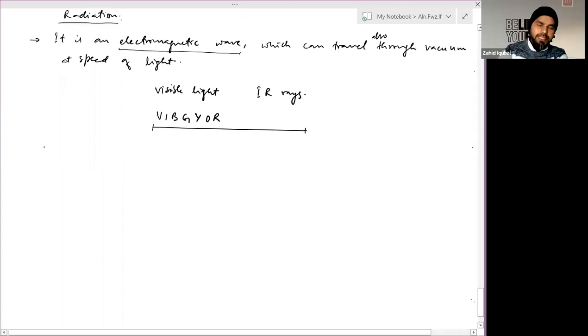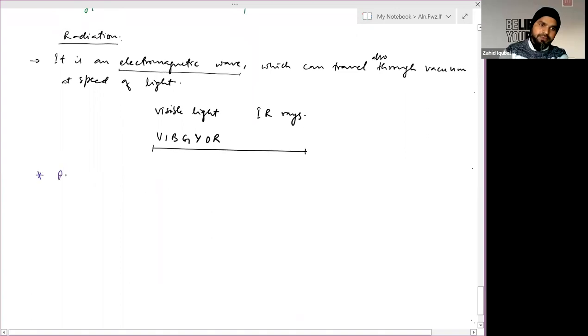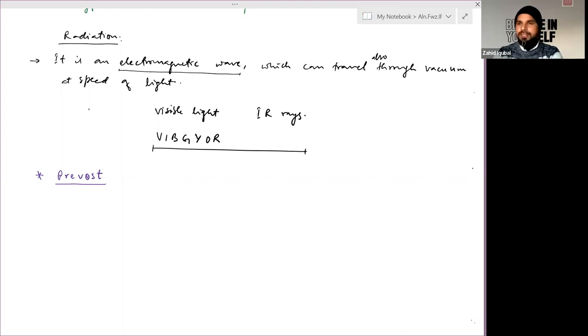The first theory related to this radiation is Prevost's theory, which says every object which has temperature greater than 0 Kelvin... I defined for you in kinetic theory of gas the thermal kinetic energy of a particle, KE equals 3/2 kT. If a body has temperature greater than 0 Kelvin, it will have thermal kinetic energy associated with it, and due to that vibration, it may emit radiation as well, according to Prevost's hypothesis. So it says every object which has temperature greater than 0 Kelvin can emit and absorb radiation at all times.